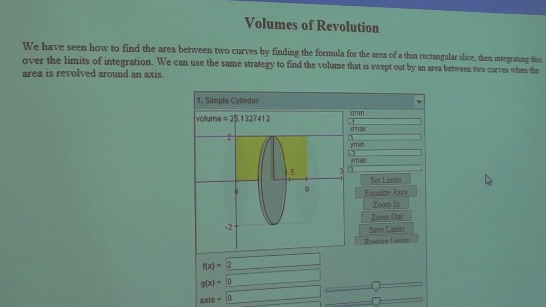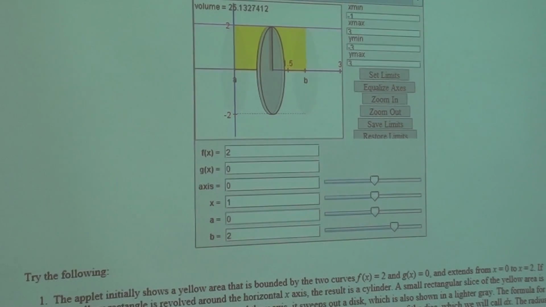Okay, we're going to do volumes of revolution. So here's our first shape. The axis is the x-axis, and this is the line y equals 2, revolving about the x-axis. If we slide this value back and forth, you can see that no matter where you are in this region, the cross-section is exactly the same. It's always the same size circle. What shape would this whole solid be if we filled the whole thing? A cylinder.